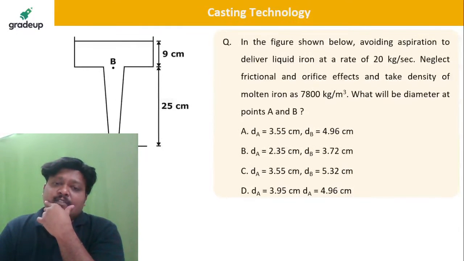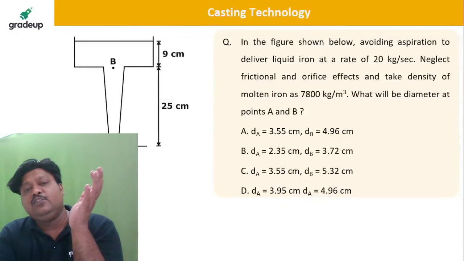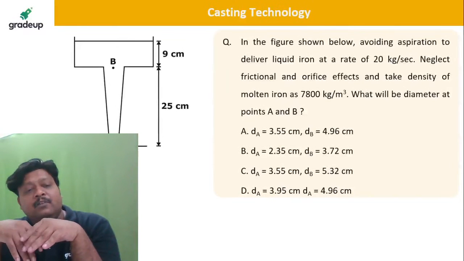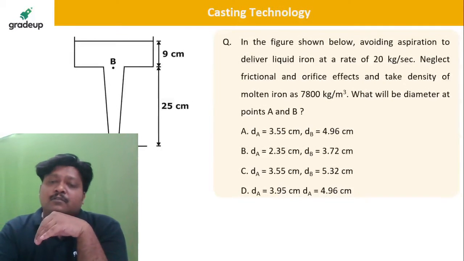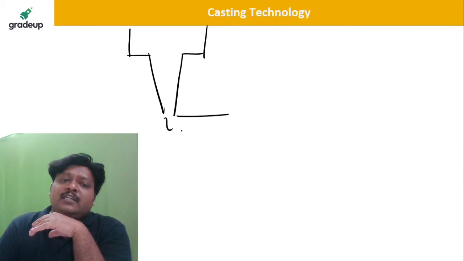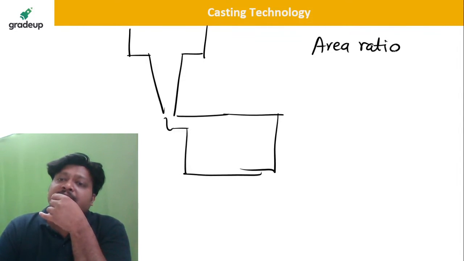So see here, this is the question where we are interested to find out the diameter of the sprue at point B and at point A. Now see, I will just clear the background about this. We know very well that there is one very famous ratio that we get in case of casting, that is the area ratio, which says that area ratio R is given as A3 divided by A2.